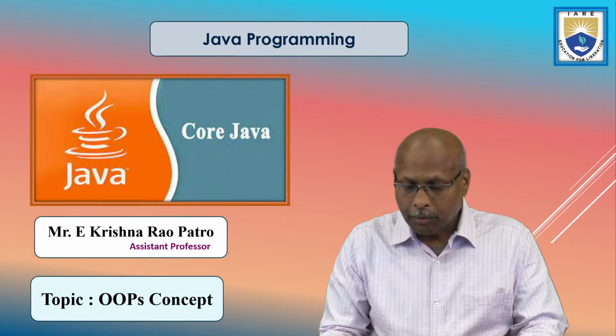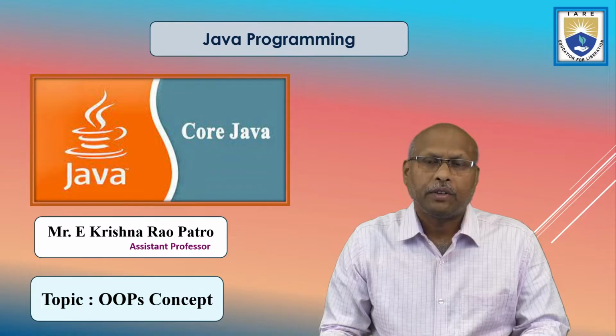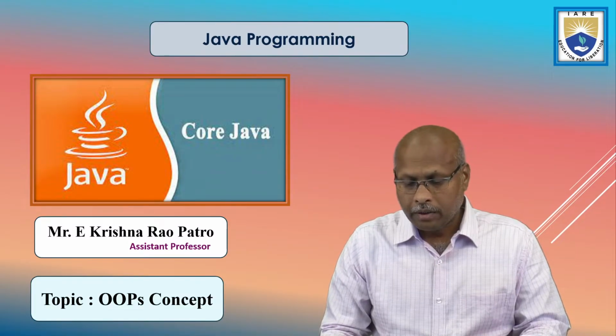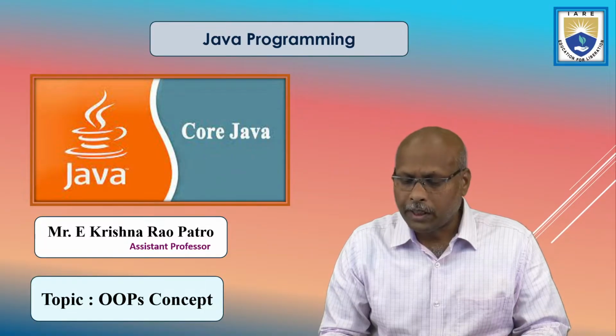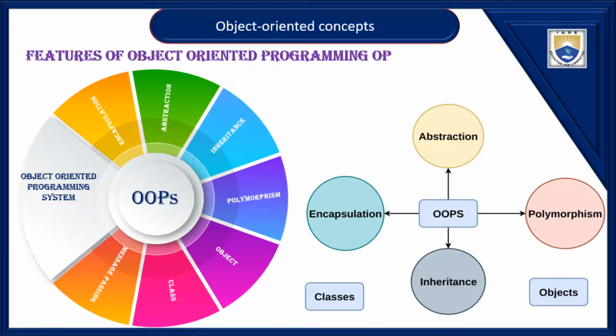Today I will discuss the OOPS concepts. This is one of the basic requirements for any programmer in object-oriented programming. There are 6 important points you should note down in OOPS concepts: abstraction, encapsulation, inheritance, polymorphism, and classes and objects.